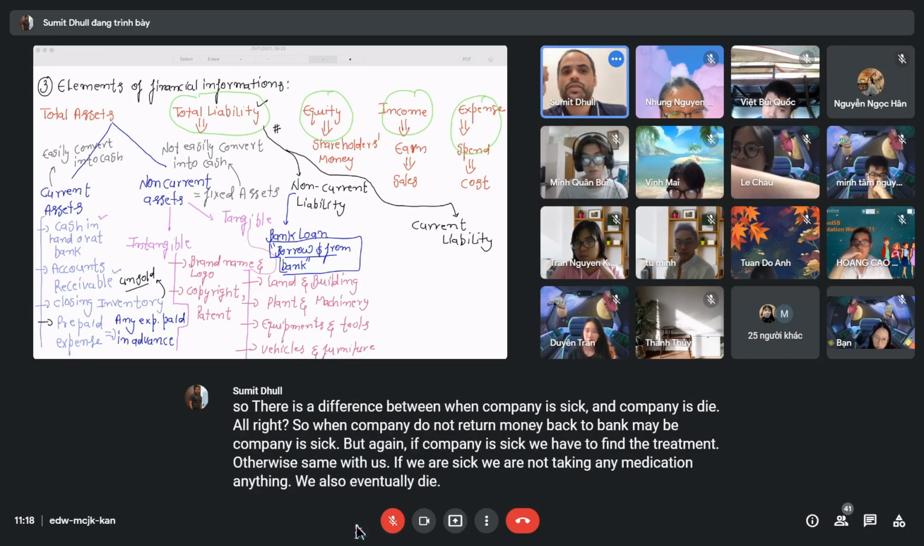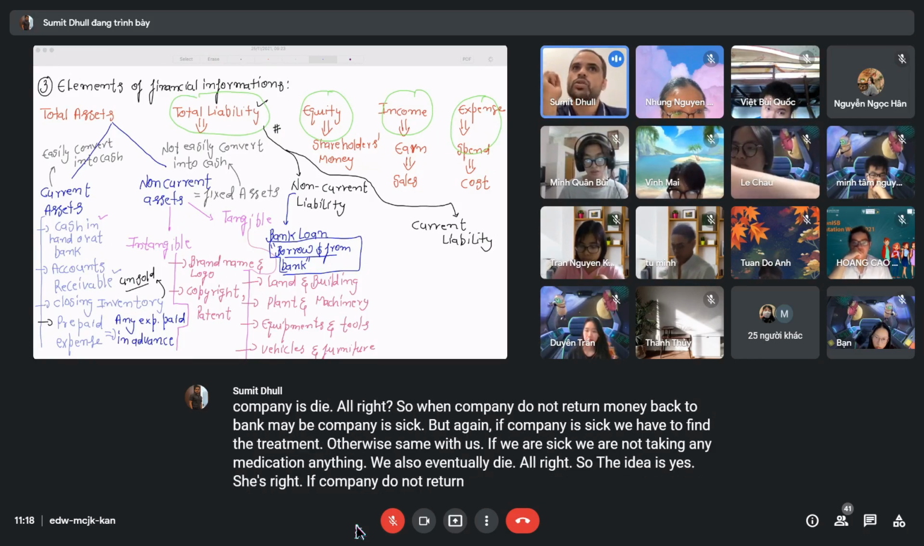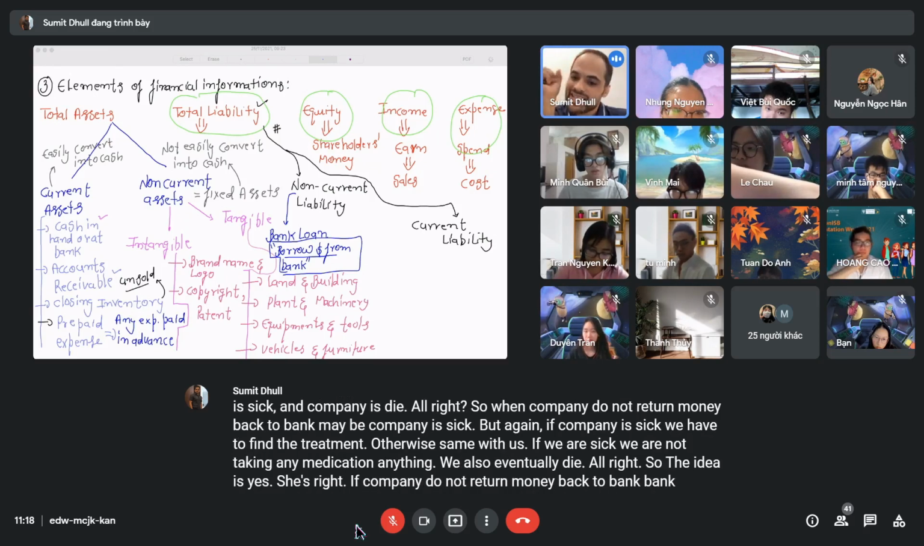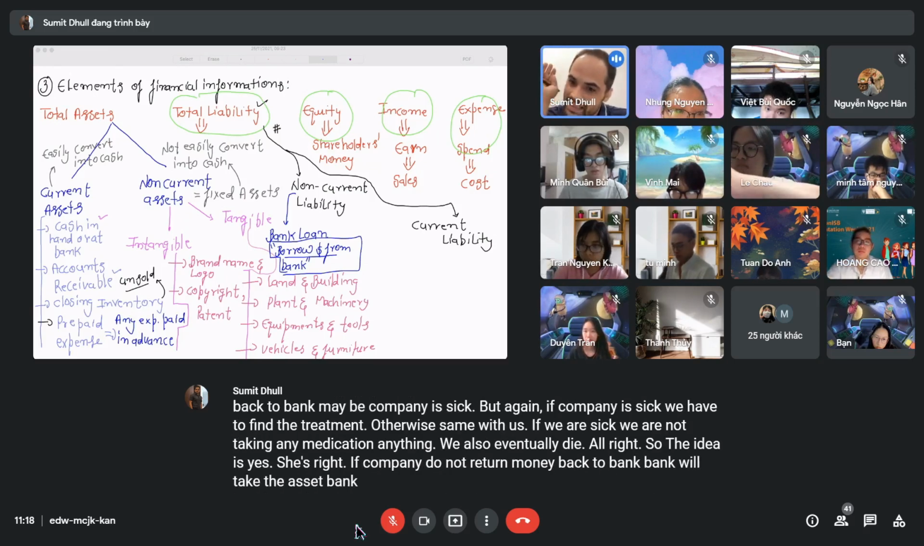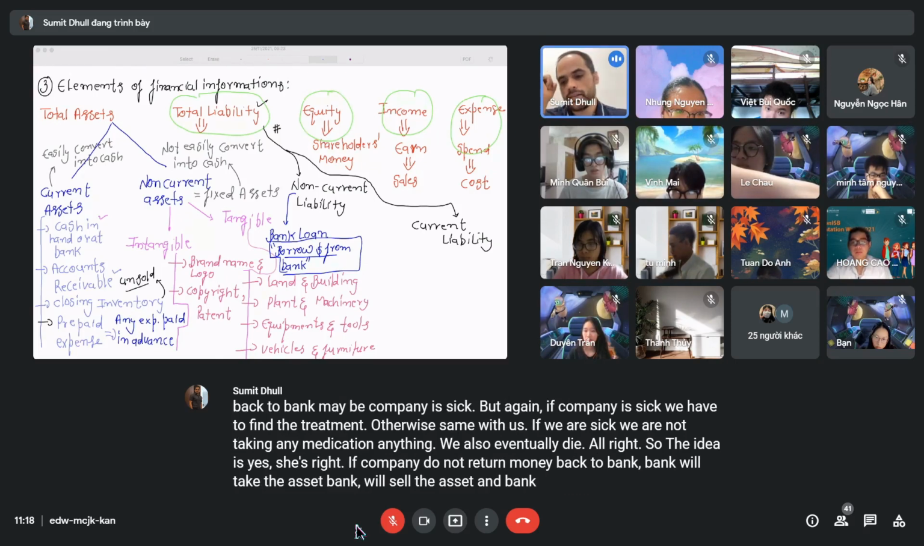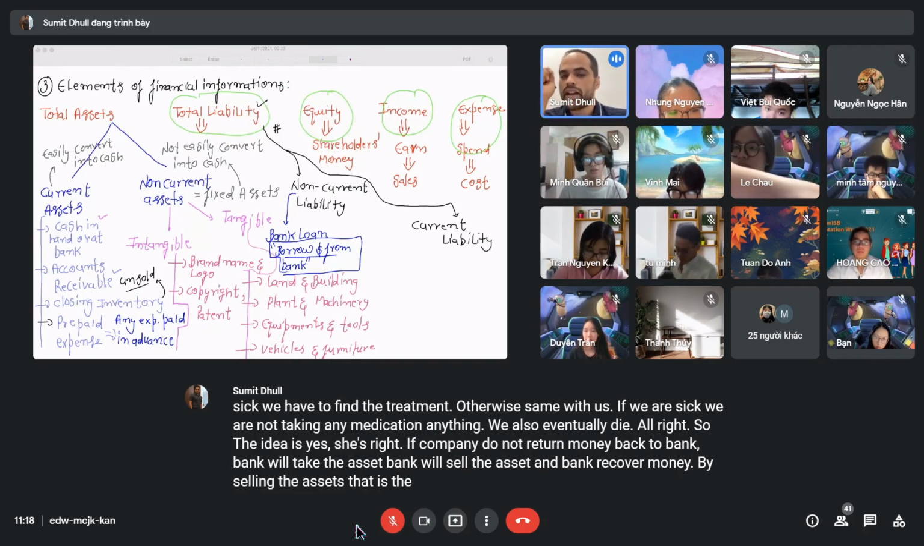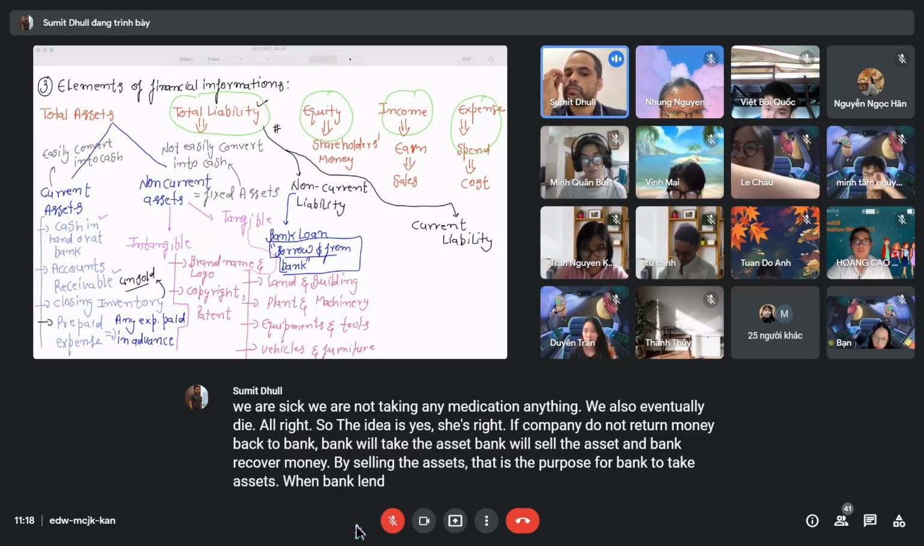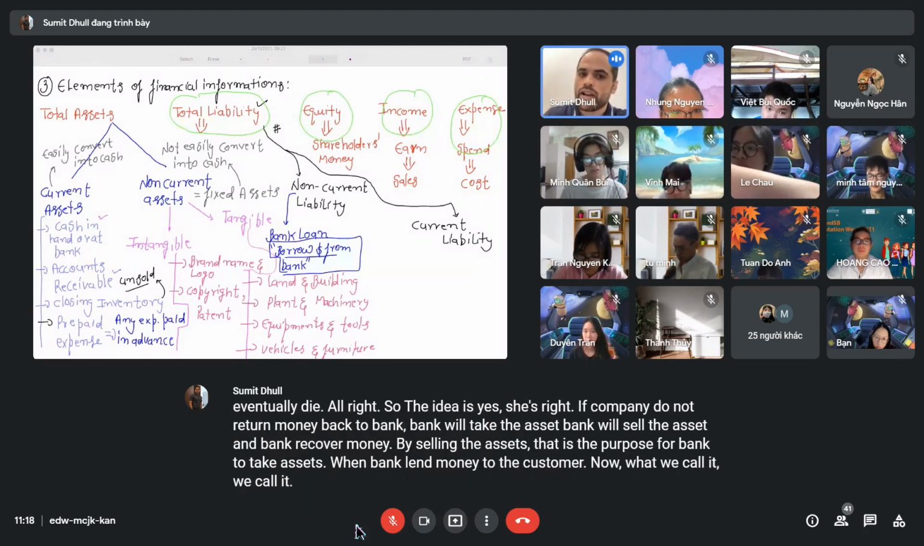All right. So the idea is, yes, she's right. If a company does not return money back to the bank, the bank will take the asset, sell the asset, and recover money by selling the assets. That is the purpose for the bank to take assets when the bank lends money to the customer. Now, what do we call it? We call it mortgage the asset. We call it mortgage.